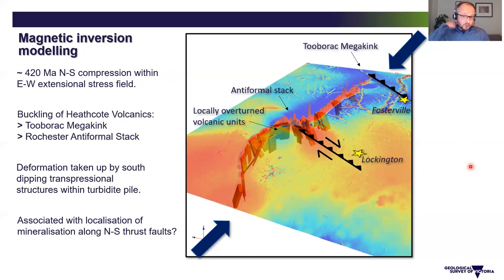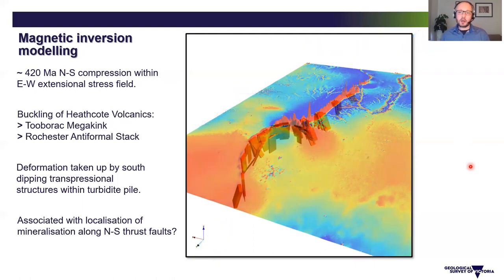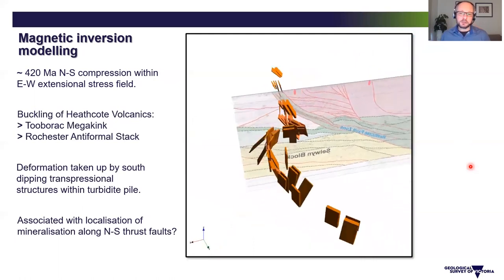And these structures trend, they line up along strike with Fosterville fairly well and into North Lockington. So perhaps this is telling us something about the localization of mineralization along the north-south primary structures.